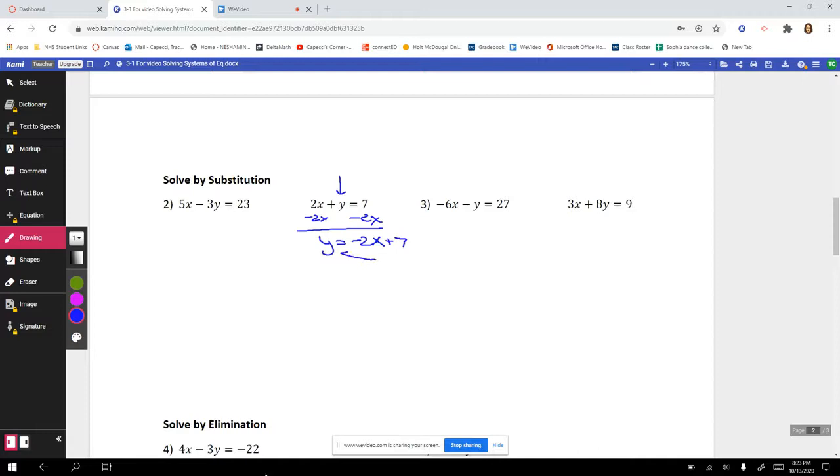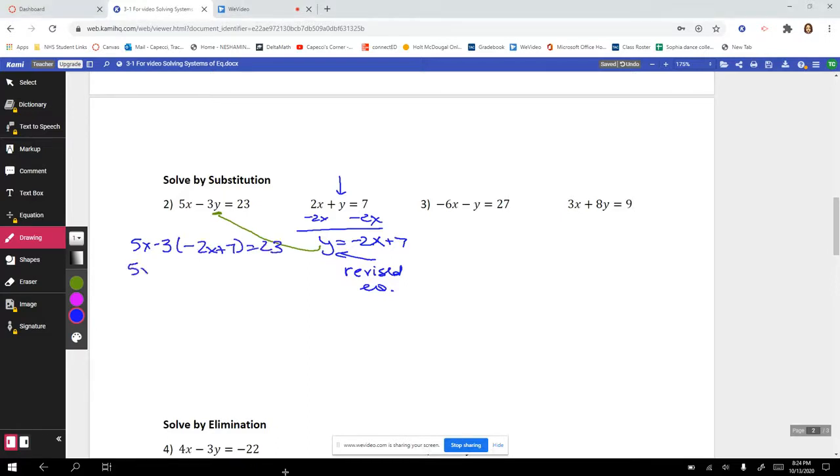Now, if you're in class with me, you'll hear me call this my revised equation. That's the one we're going to go back to, but I revised it from the original one. Now, everywhere I see y in my other equation, I'm going to substitute that in. That's why it's called substitution. So I have 5x minus 3. Now I'm going to substitute what I have. So the y is the same as -2x plus 7 is equal to 23.